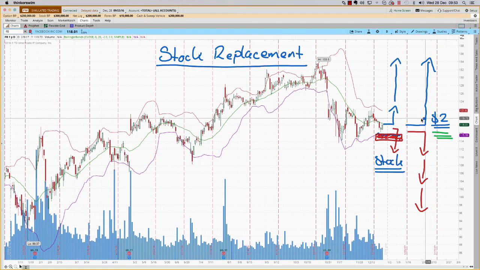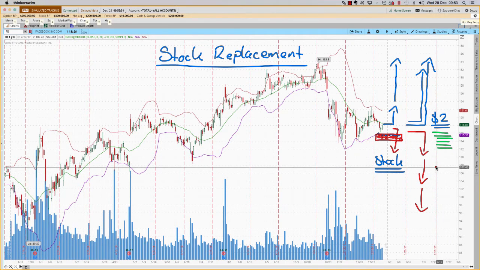We can still get the majority of the benefits if we're right on our assessment, in this example if the stock goes up, but we get none of the drawdown because our risk is fixed. And if a black swan event happens, guess what? Our risk is still fixed at $2. So we get the majority of the benefits, and as far as I'm concerned, none of the drawdown, simply because of the way that we're placing our trades. We're just adjusting the way that we trade them.